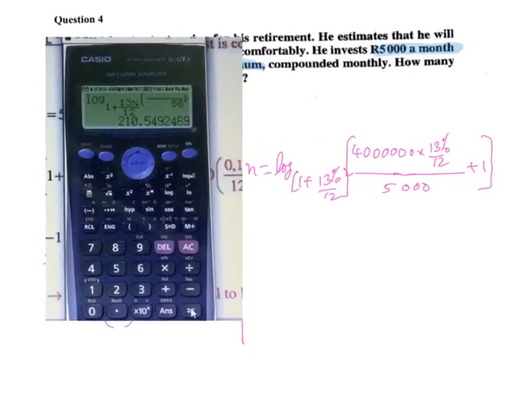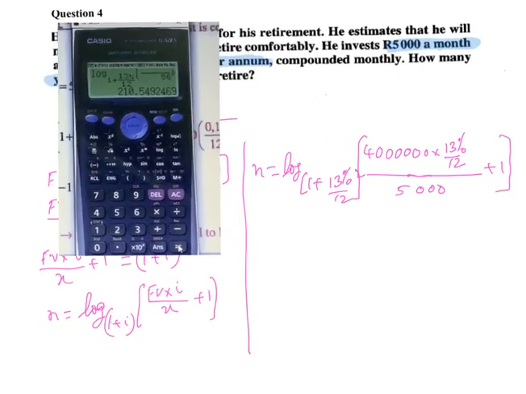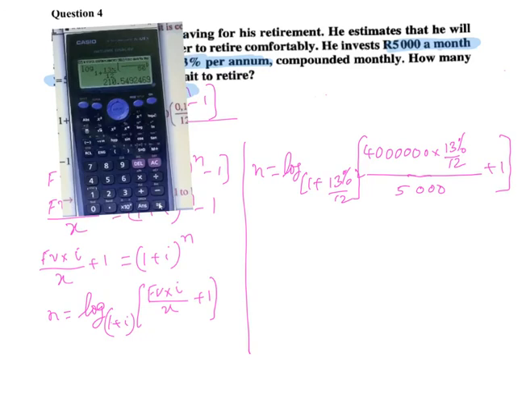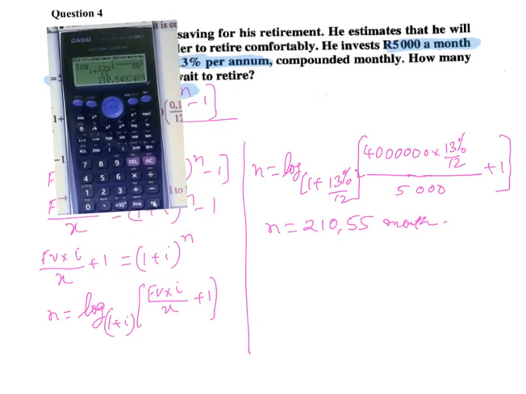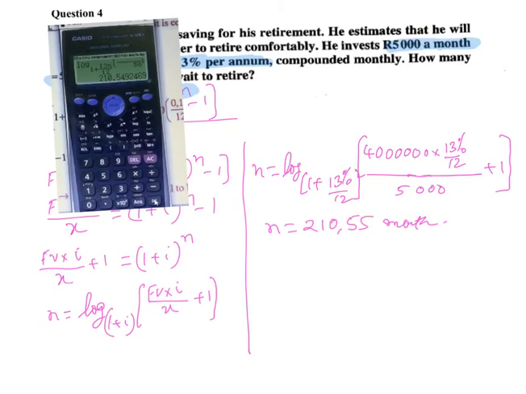My answer here is n is equal to 210.55. Remember, this n is my period. Since my investment is monthly, this is months. So it means after 210 months, making 5,000 a month, I have 4 million at the last month. Now the question here is interesting. The question is about number of years, not months. I cannot have 210 years; nobody lives for 210 years. Remember, it's months.